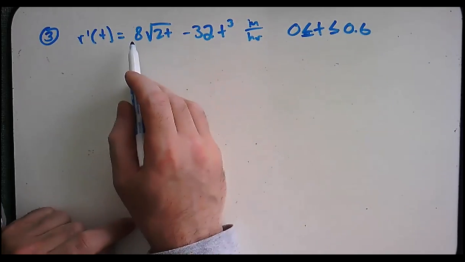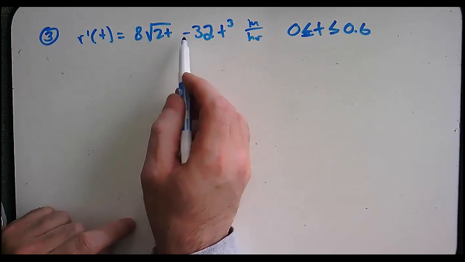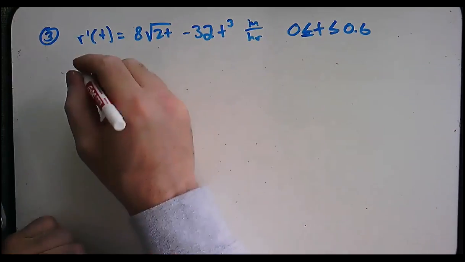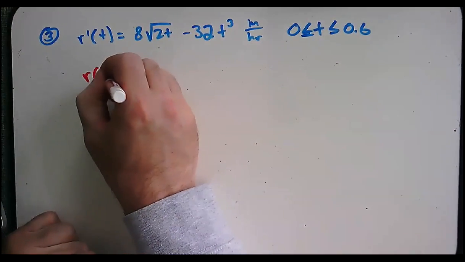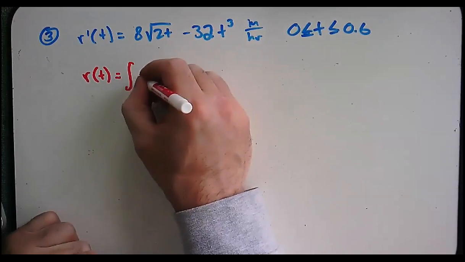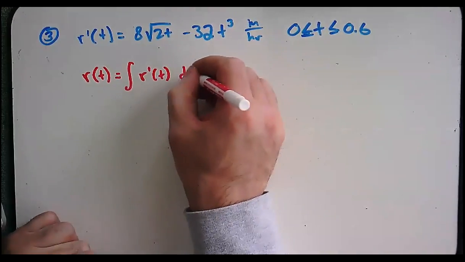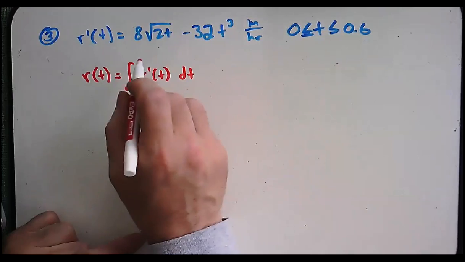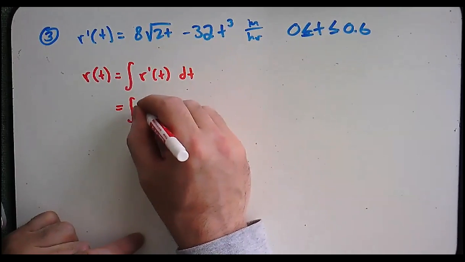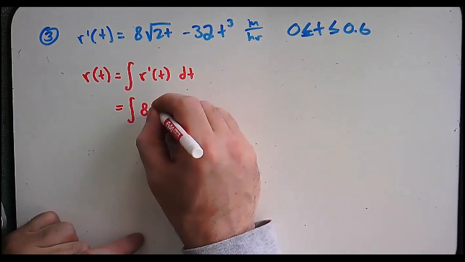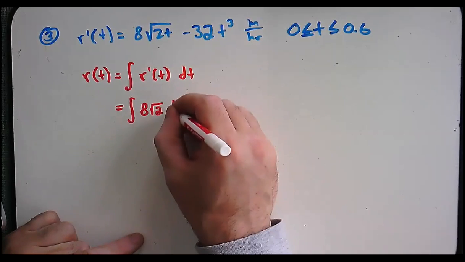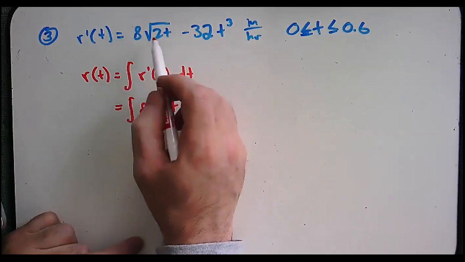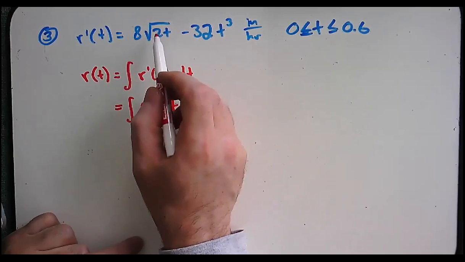So if r prime of t equals 8 times the square root of 2t minus 32t cubed, the first thing that we can write here is that our function r, which is going to give us the total rainfall, is going to be the antiderivative of r prime of t dt. Right, that's our strategy for solving this problem. R prime of t is given to us. I'm going to rewrite this very slightly. I'm going to rewrite it as 8 times the square root of 2 times t to the 1/2 power. Right, I'm splitting the square root. It's joined via multiplication, so this is the same as root 2 times root t.